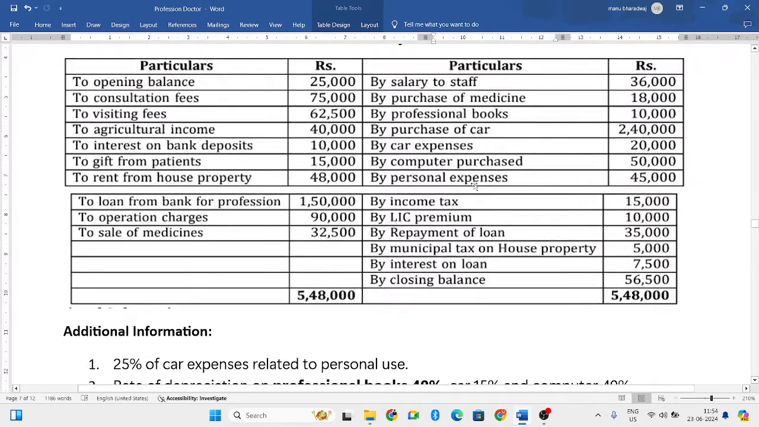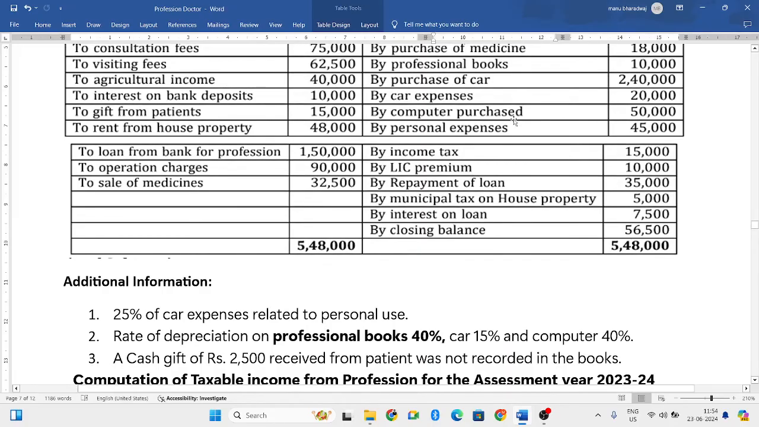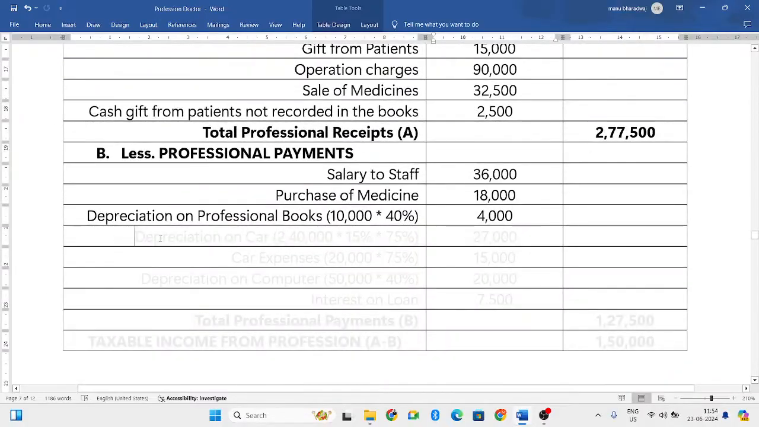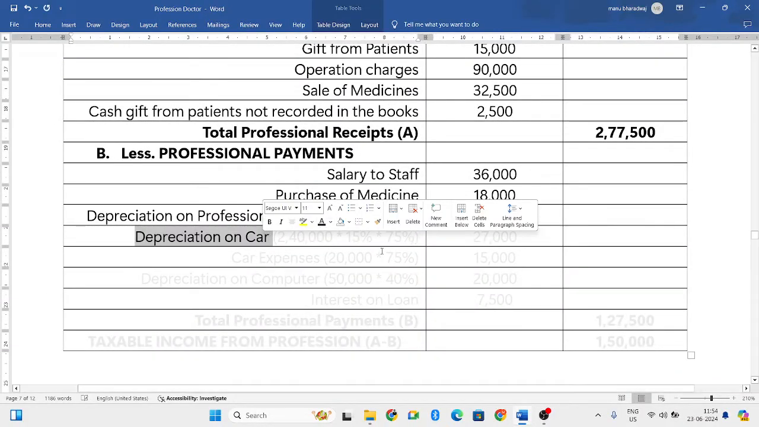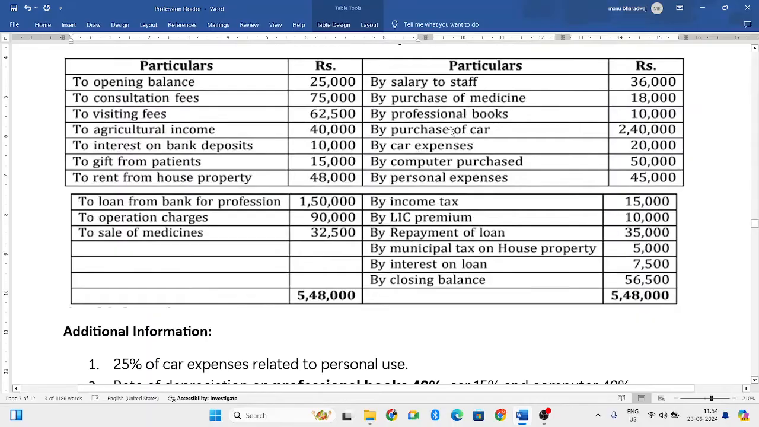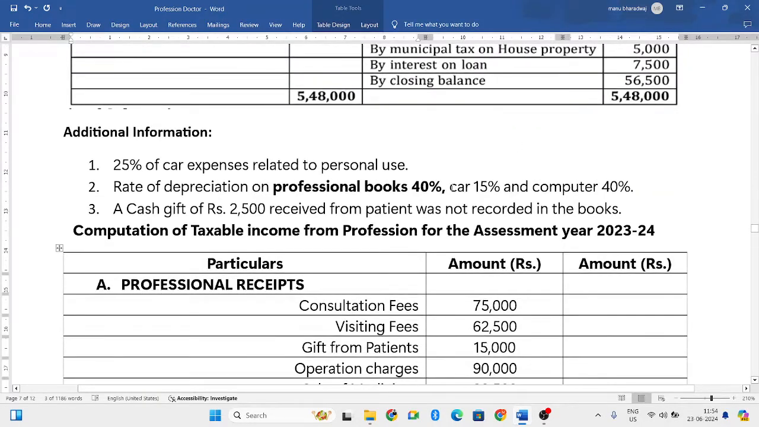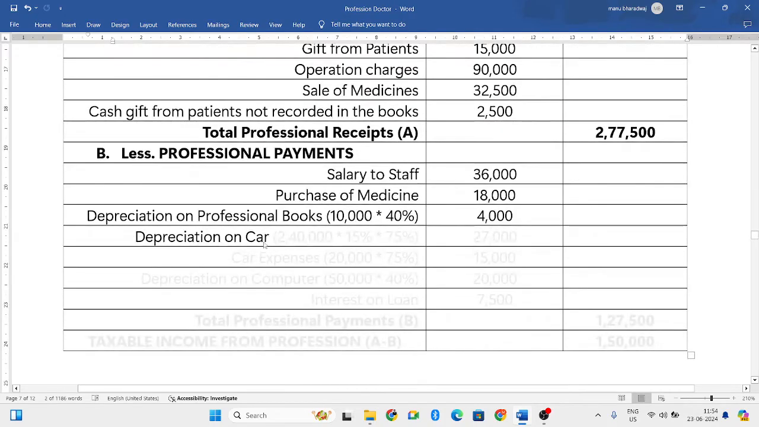Next, purchase of car. Again, purchase of car is a capital expenditure. We cannot give deduction for capital expenditure. Depreciation on that can be considered. So now we consider only depreciation. So we will write depreciation on car. What is the total value of car? Total value of car is 2,40,000. They have told us to provide 15% depreciation rate for the car. So 2,40,000 into 15%, if you do, you will get the depreciation.